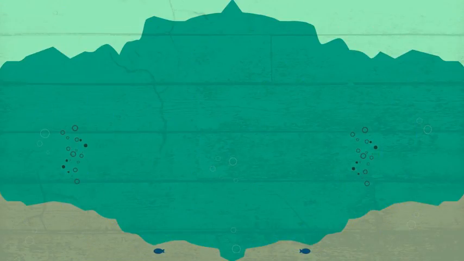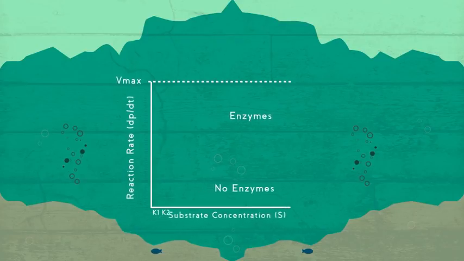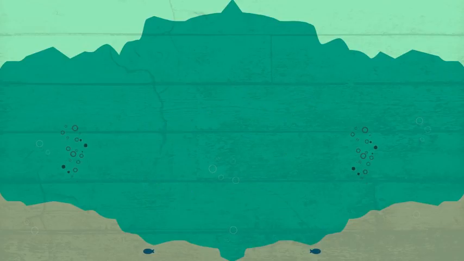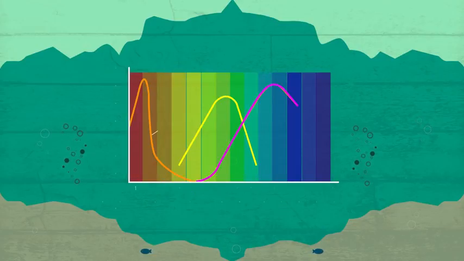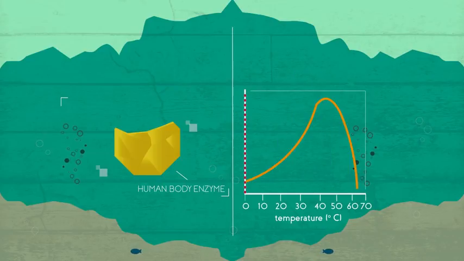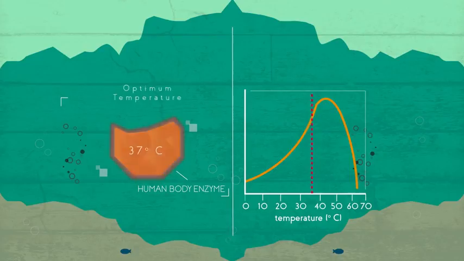So from this video, you should know that enzymes have optimal conditions under which they operate. Different enzymes have different preferred conditions, with some preferring acidic conditions and others preferring alkali conditions. Temperature is also an important factor, with most enzymes having an optimal temperature of 37 degrees and then denaturing above that.